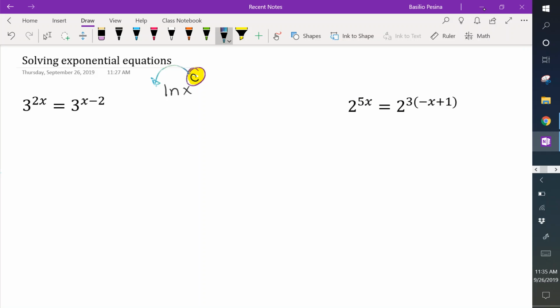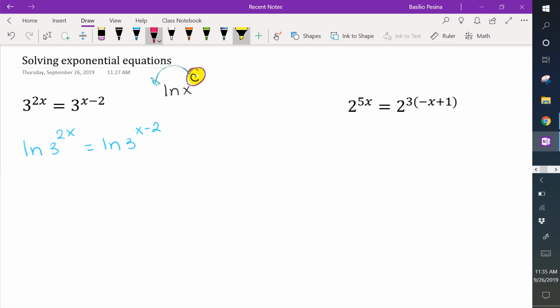Now let's say we don't have an ln. Well, what I want you to know is that you can still introduce a logarithm. So let's try that. Let me rewrite this. I'm going to say ln of 3 raised to the exponent 2x is equal to the ln of 3 raised to the exponent x minus 2.